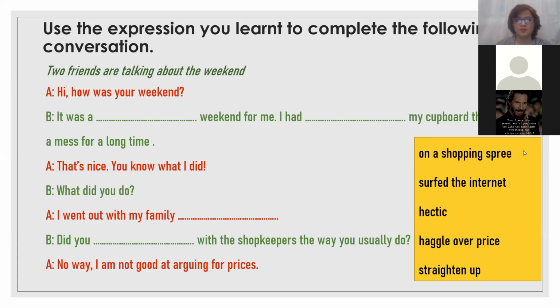Okay, nice. Now we are changing the roles. Now, Mavish, you are B, and Isha, you are A. Sorry, you would be B, and now you would be A. That's nice. You know what I did? What did you do?